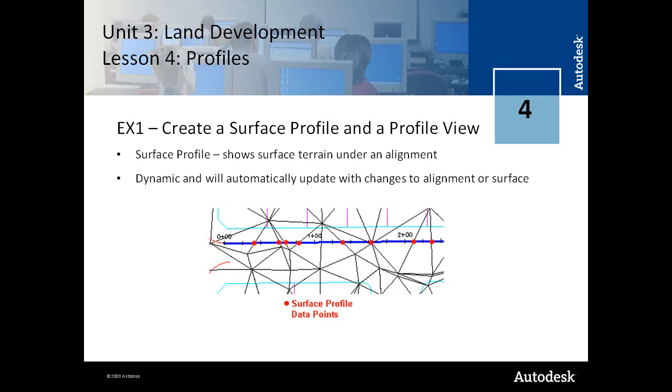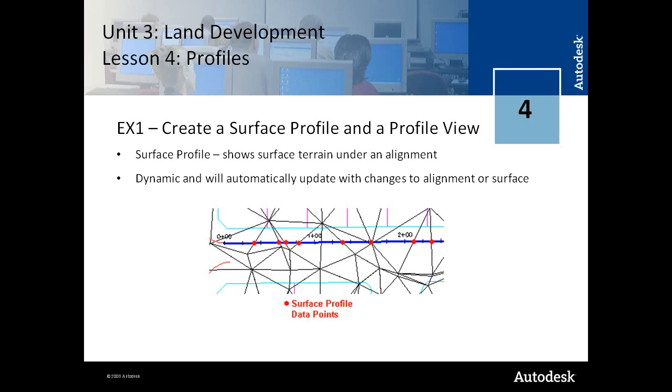A surface profile data point consists of a station and an elevation. And those stations and elevations are created wherever the alignment crosses over a tin line. So you can see at these red dots, these are the locations of the data points for the surface profiles. It's really important to make sure that your tin lines move in the correct direction and connect the correct points. Otherwise, your surface profile data will be inaccurate.